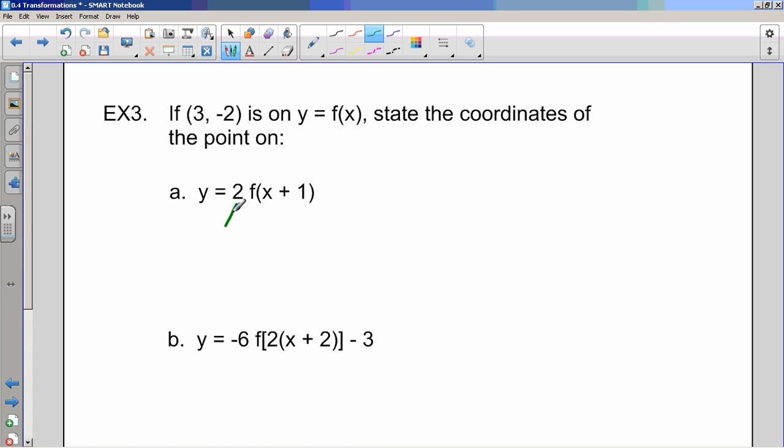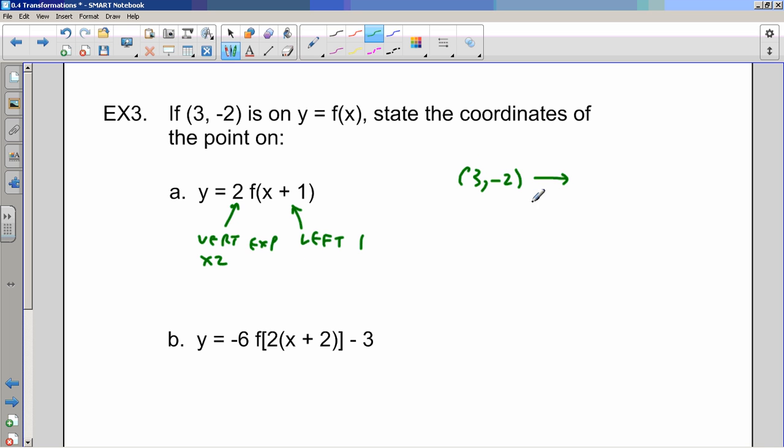Well, what do these transformations do? This moves it vertically, expansion by a factor of 2. Vertical expansion, factor 2. The plus 1 in here is opposite of what you'd think, since it's in the direction of x, it moves it left 1. And so, even though I don't have a graph, I could think of it in terms of the graph. So where does (3, -2) end up?